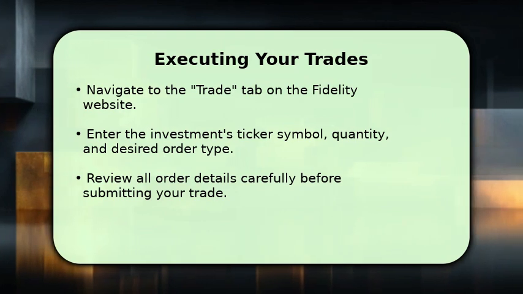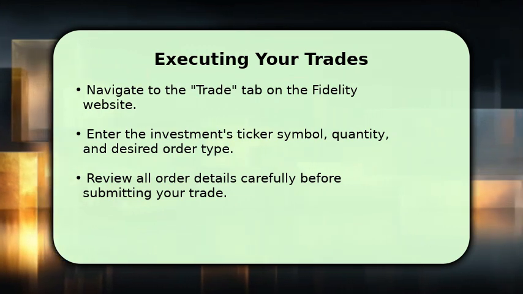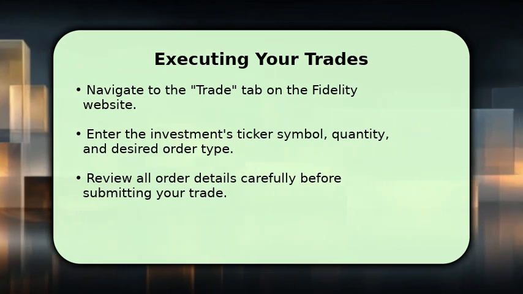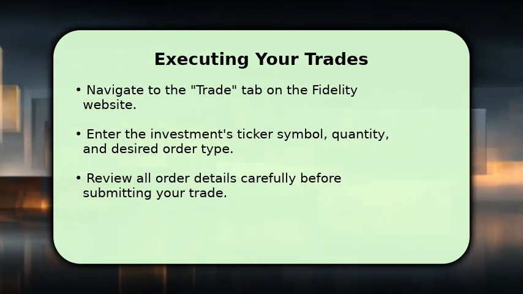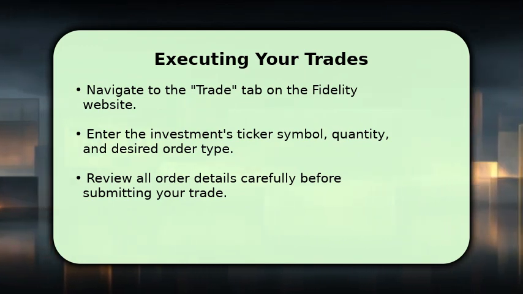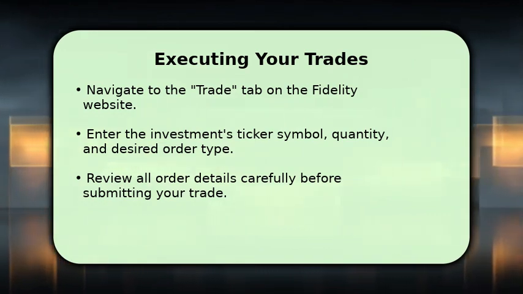With your investment choices made, placing a trade is simple. Head to the Trade tab on the Fidelity website. Here, you'll enter the ticker symbol for your chosen investment, specify the quantity, and select an order type, such as a market order for immediate execution or a limit order for a specific price. Always take a moment to review all the details before confirming and submitting your trade.